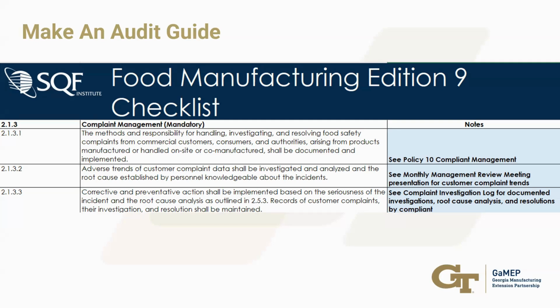A tool like this is helpful in multiple ways. One, it helps you as the plant stay organized. And if you and the auditor miscommunicate, if the auditor asks a question in a way you don't understand, you can say, which section are you auditing against? And the auditor might say, I'm auditing against 2.1.3.1. You can then look at your check sheet and pull, in this case, policy 10 complaint management to show your auditor. If you can prepare to this level of detail, it will make your audit more efficient.